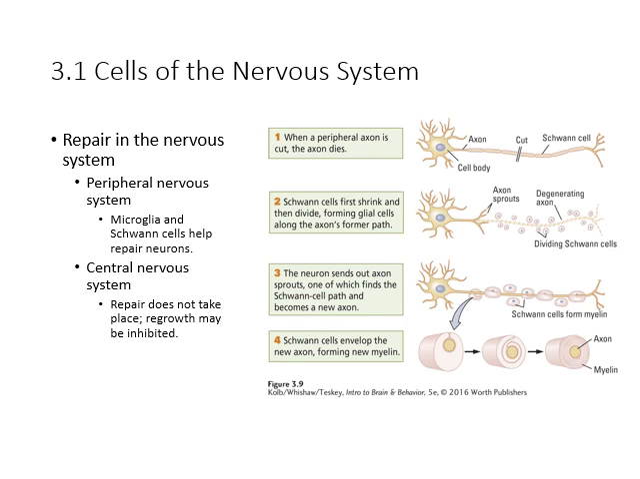Okay, so repair in the nervous system. In the peripheral nervous system, microglia and Schwann cells help to repair neurons, and so there's a figure of this to the right. In the central nervous system, repair doesn't really take place very effectively, and regrowth may be inhibited. So damage to the central nervous system, as I mentioned before, can be very serious.